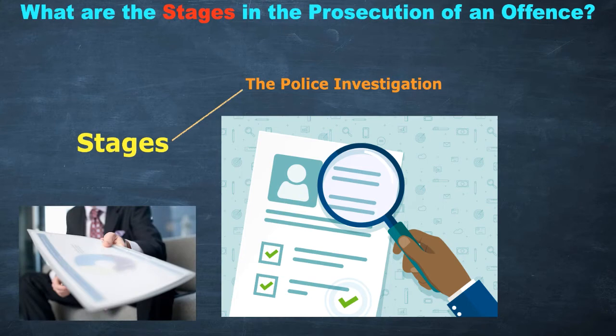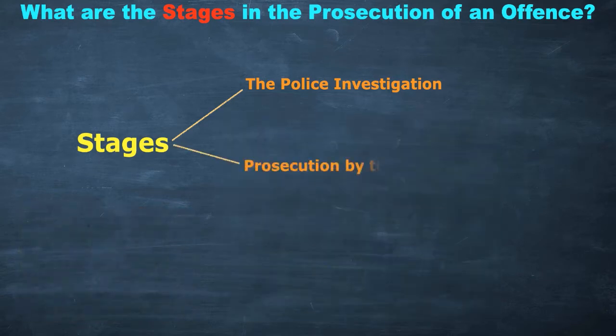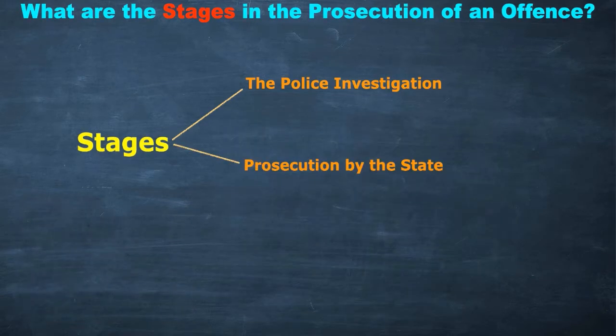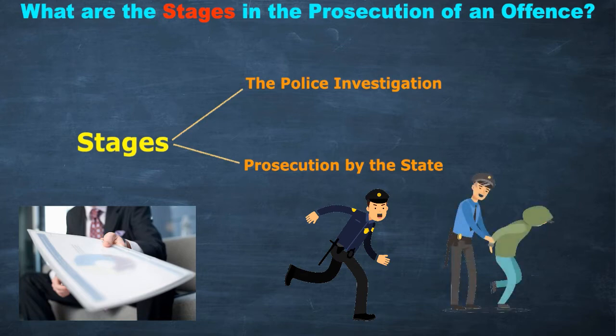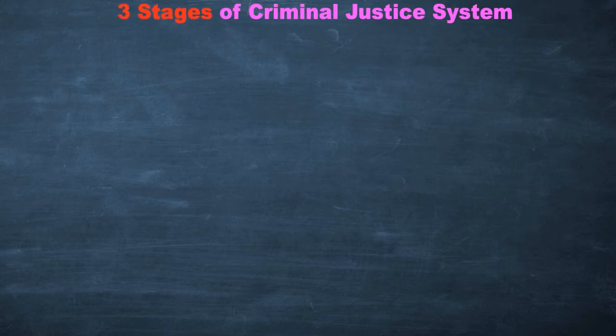Okay, and then the second stage starts, that is prosecution by the state. Based on the police report, the state initiates the prosecution process against the accused. In such a criminal trial, either the accused is convicted, found guilty, or acquitted, found not guilty. However, here I would like to add one more point, that is, as per the CrPC, there are three stages of the criminal justice system.